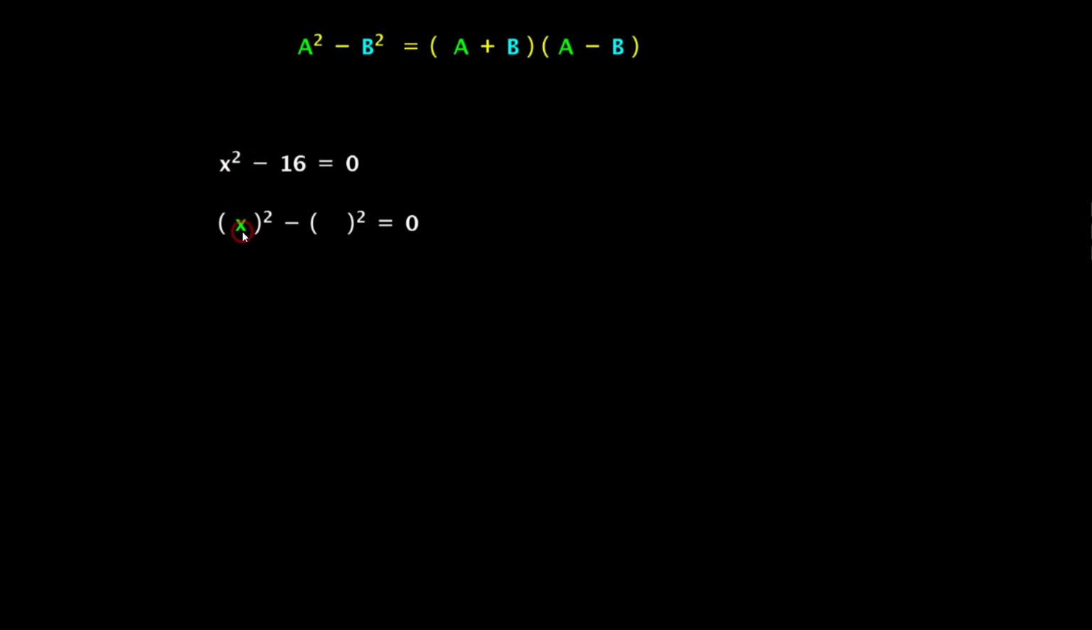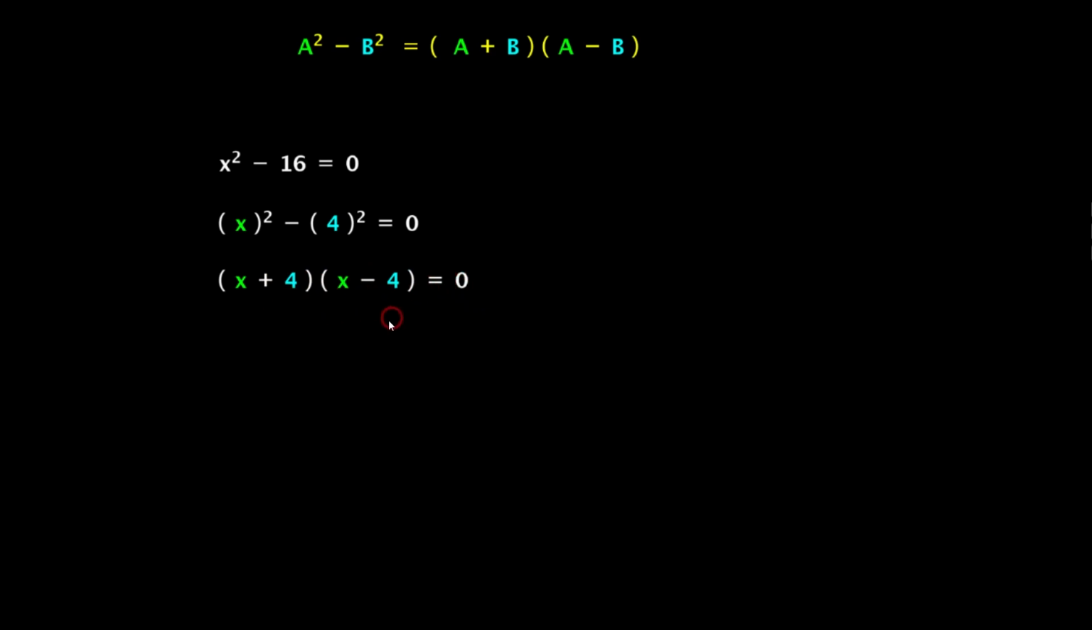So we write x inside the power of 2 and we put a 4 inside the power of 2. So 4 squared is 16. Now it should be the green value plus the blue times the green value minus the blue. So it's x plus 4 times x minus 4 and it's factored. Once it's factored, two things get multiplied equal to 0.